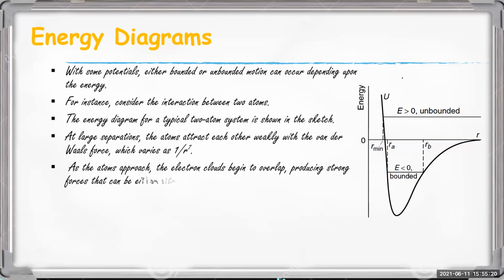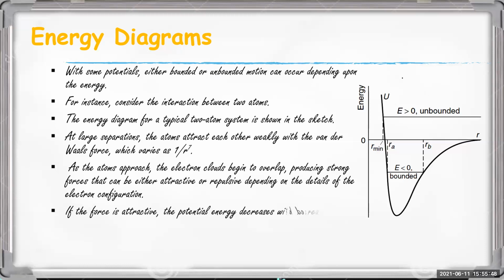As the two atoms approach, their electron clouds begin to overlap, producing a strong force that can be either attractive or repulsive, depending on the details of the electron configuration.